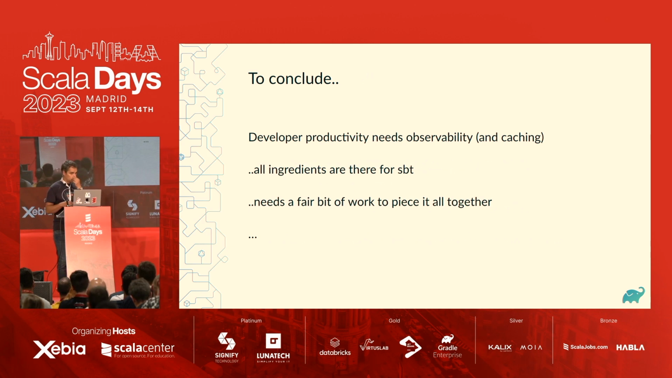So to conclude, developer productivity needs observability and caching. The good news is that all the ingredients are there for SBT today, or almost all of them. The bad news is that it's quite a fair bit of work to piece it all together. We didn't talk a lot about storage. How do all these events get extracted? How do they get queried afterwards? And you need some UI on top of it.